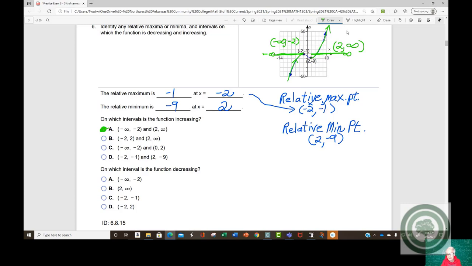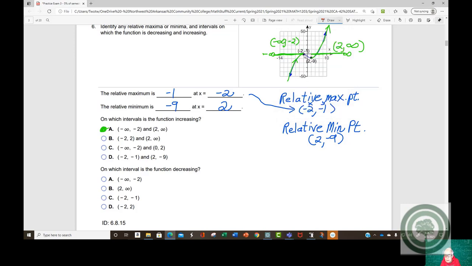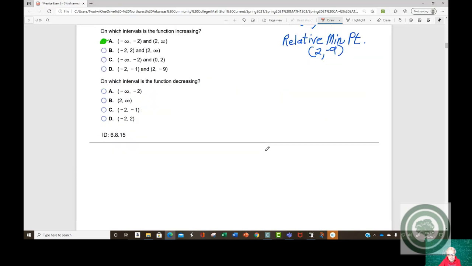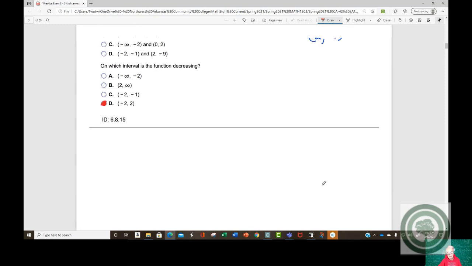Now, decreasing, going down, always seems to me like it's red. Right here. That's so short, it's almost a straight line. And the part of the x-axis that matches up with that is from negative 2 to positive 2. So, negative 2 to positive 2 down here at D. Okay, so there's your answer.